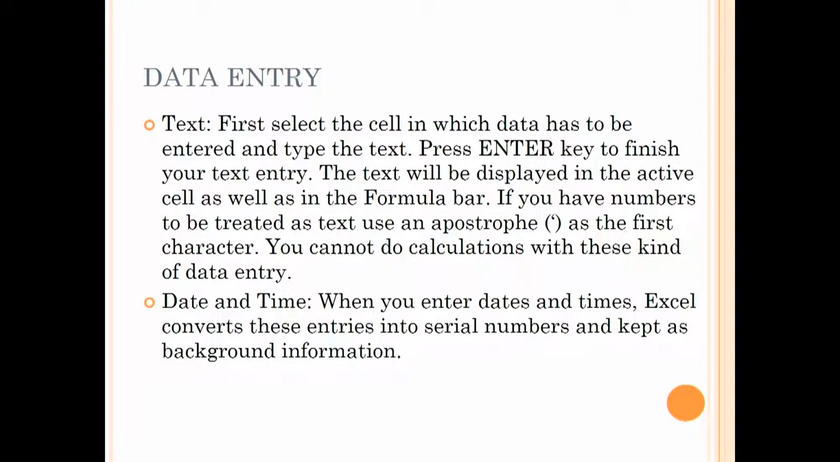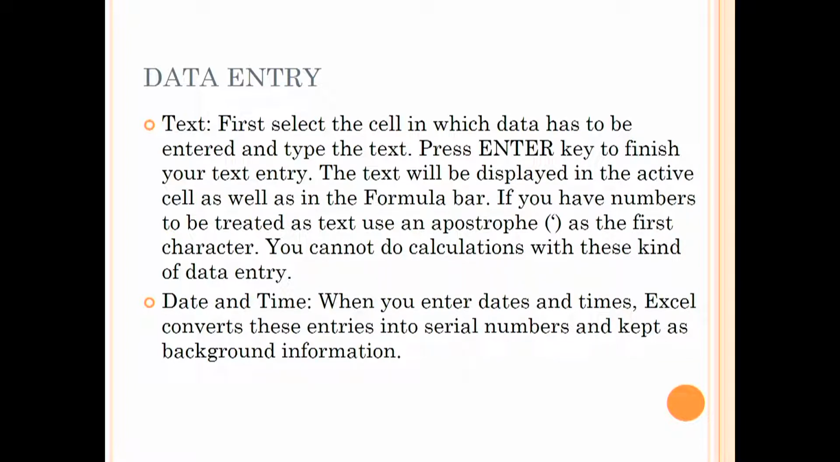If you have numbers to be treated as text, use an apostrophe as the first character. You cannot do calculations with this kind of data entry because by specifying the apostrophe in the beginning, you specify that these numbers have to be treated as text. And if you do not use an apostrophe in the beginning, then you can perform numerical calculations on those data. For specifying that your numbers are to be simply treated as text, you have to use an apostrophe in the beginning. Now you can also enter date and time.